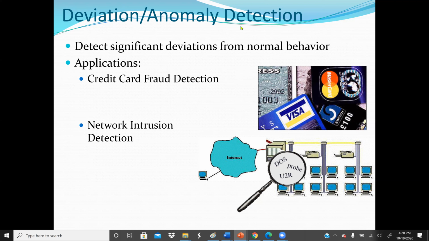So deviation or anomaly detection can be used for credit card fraud detection or network intrusion detection also. The goal of deviation or anomaly detection is to detect significant deviation from normal behavior. My normal behavior of using my credit card is I don't spend more than $1,000 in one purchase, and always in New York City or the tri-state area: New York City, New Jersey, Connecticut. But all of a sudden I'm in California or Texas, spending $20,000 or $30,000 on a purchase at a time. That will be an anomaly detection. I'm deviating from my normal purchasing profile.